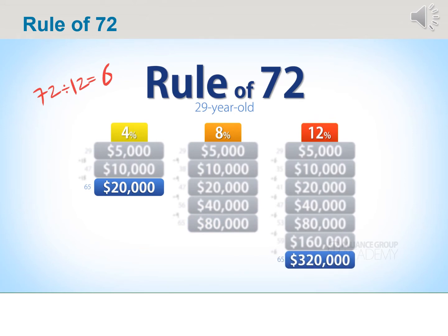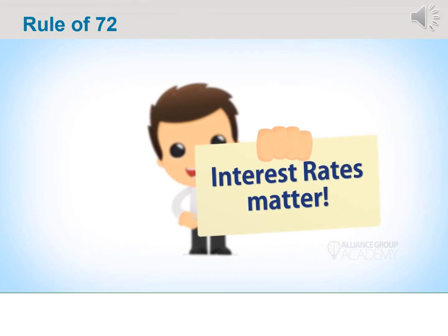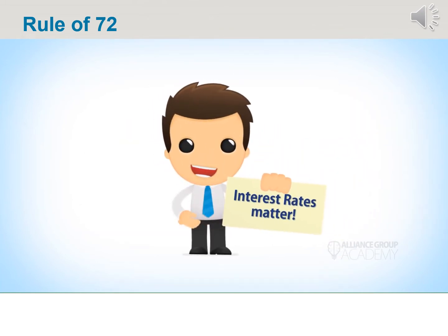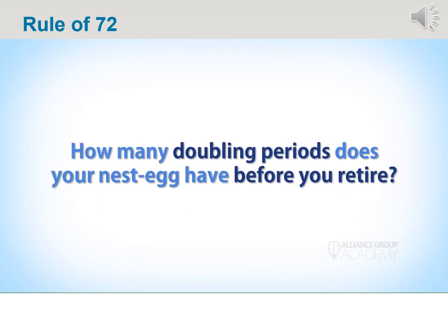Is that a word? It is now. Interest rates matter. The Rule of 72 helps us understand just how much they matter. So how many doubling periods does your nest egg have before you retire? Now you know the easy way to find out.